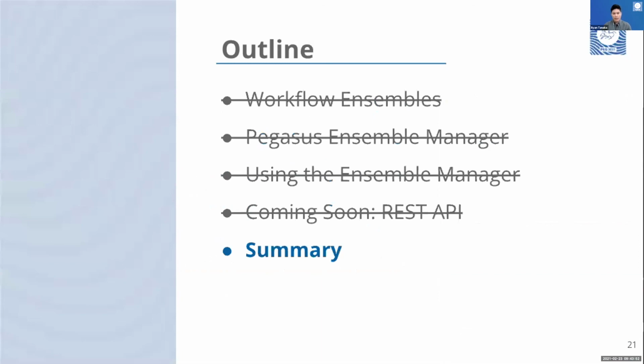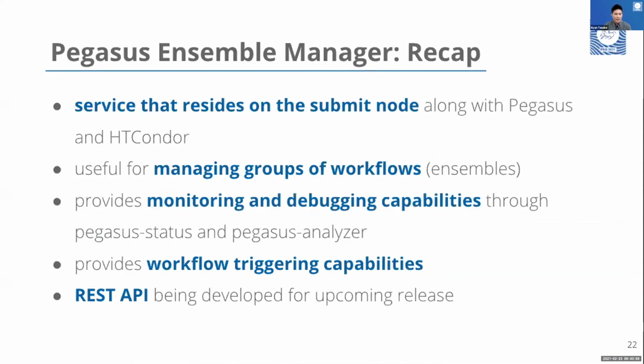Okay, so this brings me to the end, and I just want to recap on everything that I presented here. It's sort of a lot of information squished down into 10 minutes. But as we've seen, the Ensemble Manager is the service that resides on the submit host along with Pegasus and HTCondor. And it's really useful for managing groups of workflows. And we've seen some real world applications with SCEC, CyberShake, and the Montage Galactic Plane workflow ensemble. And then this Ensemble Manager is very useful for monitoring and debugging all of these multiple workflow runs using the tools pegasus-status and pegasus-analyzer.